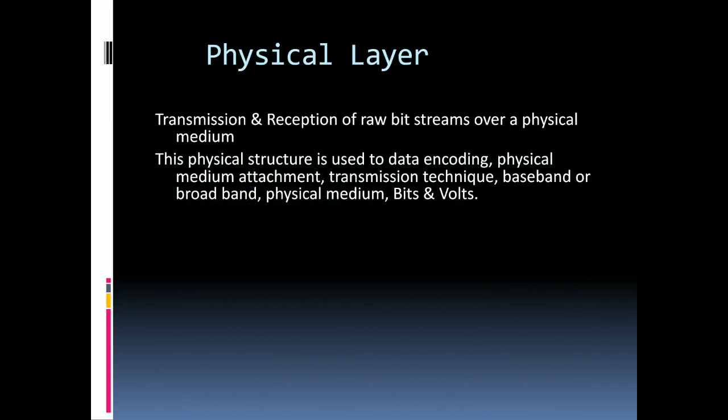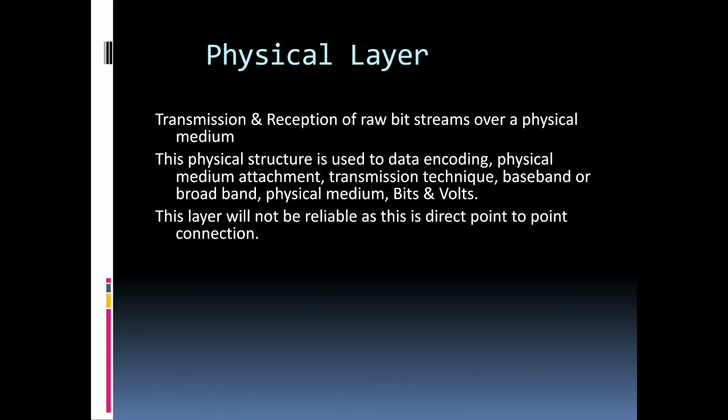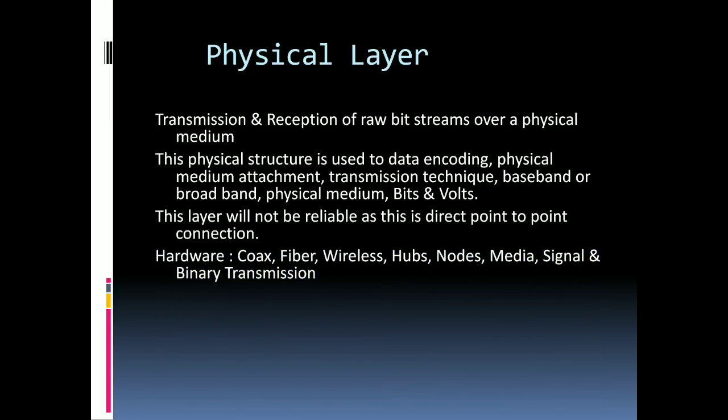The physical layer is used for data encoding, physical medium attachment, and bits, whether baseband or broadband. This layer is not reliable, as it is a direct point-to-point connection, so the reliability of this point-to-point connection is less. The hardware is coax, cable, fiber, wireless, hubs, nodes, media, signal, and binary transmission.